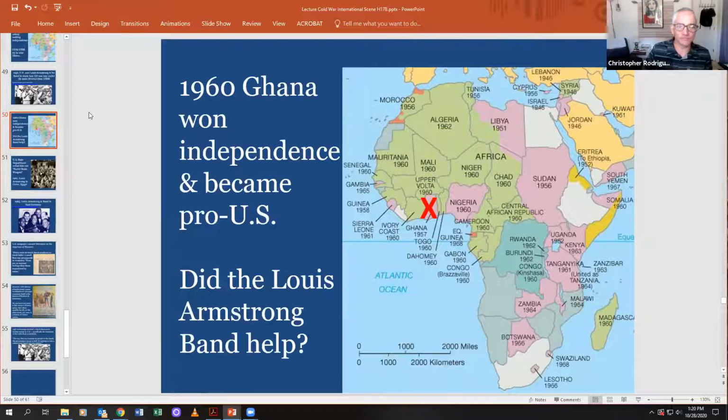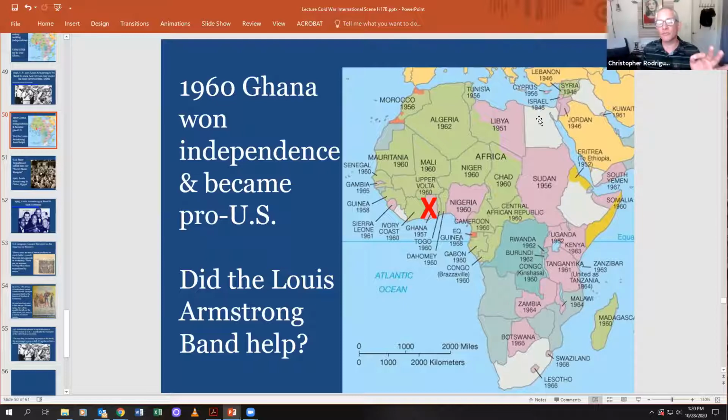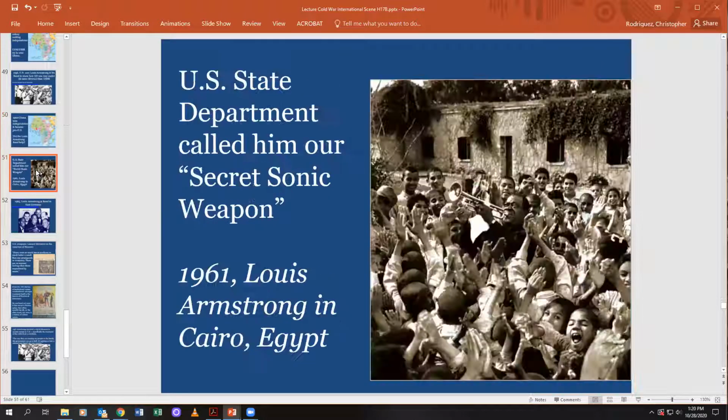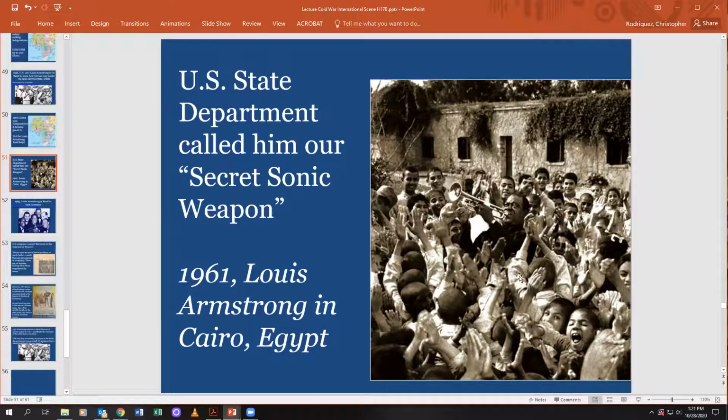For example, Egypt was fighting for its independence from England. It's a complicated story, but England had a big influence over Egypt, and the Soviet Union was trying to bring Egypt into its sphere of influence. So who do we send to Egypt? Our secret weapon. The State Department called Louis Armstrong our secret weapon, and here he is jamming a tune in an Egyptian town somewhere.